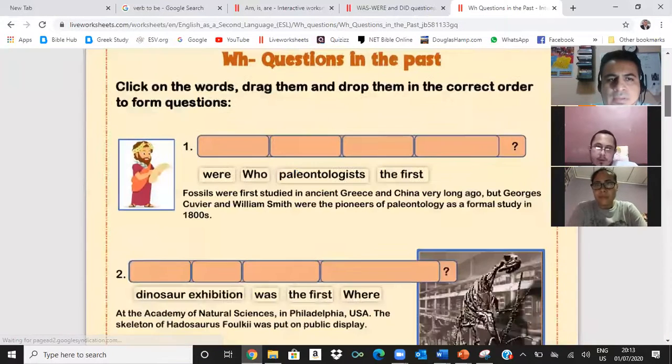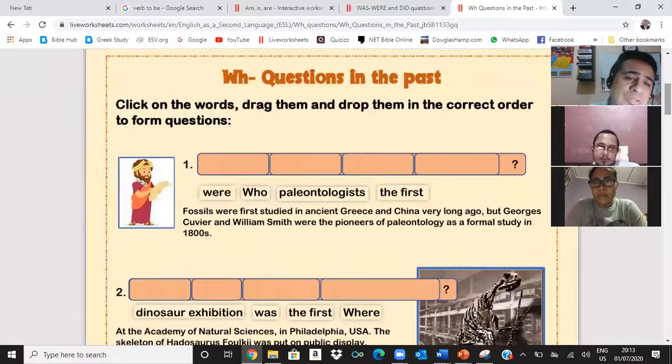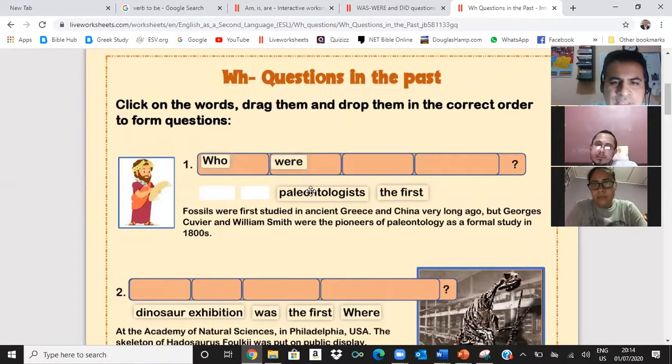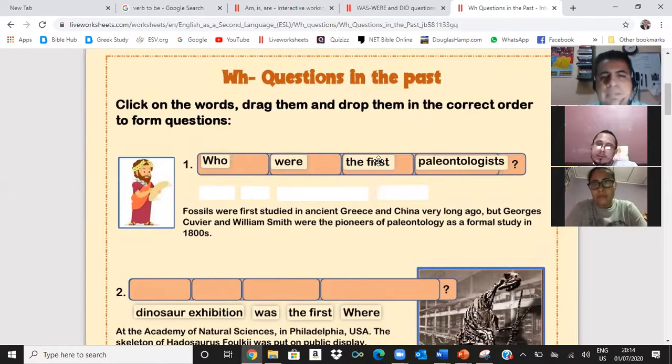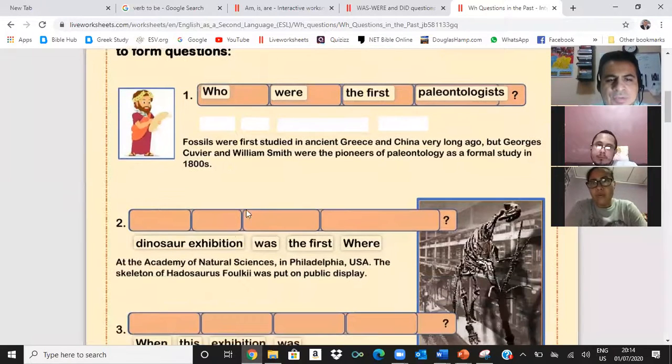Okay. Click and drag. Now we're doing WH plus the verb to be, que en la presentación que les enseñé al principio era la primera categoría. Who were the first paleontologists? Pero ahí, were, un poquito confuso, were tengo que ponerla exactamente en el lugar. Who were the first paleontologists? Correct. Yeah, and then it gives you some information there. Where the red fish pond. Okay, number two.